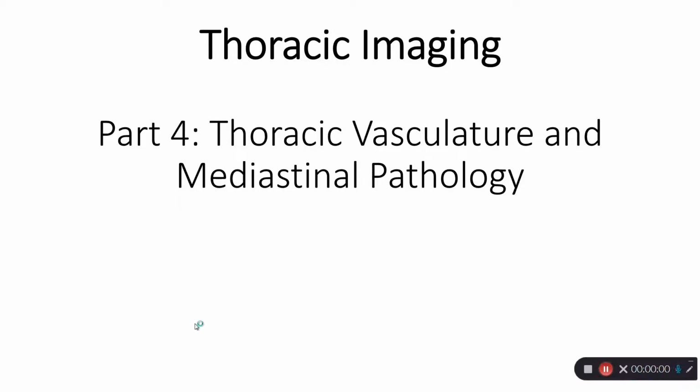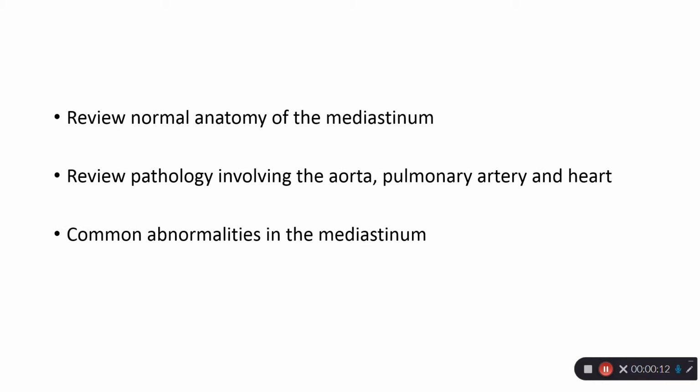So let's conclude our thoracic imaging with part 4, which is going to look at pathology involving the mediastinum and the vascular structures of the thorax. We're going to take a minute to review cross-sectional anatomy of the mediastinum, and then we'll move into pathology affecting the aorta, pulmonary arteries, and the heart. We'll also look at some common abnormalities affecting the mediastinal structures.